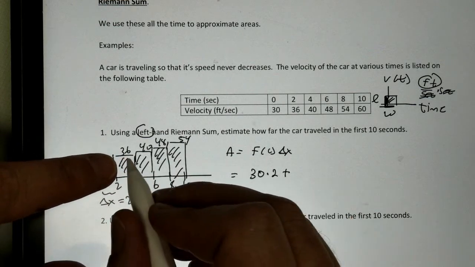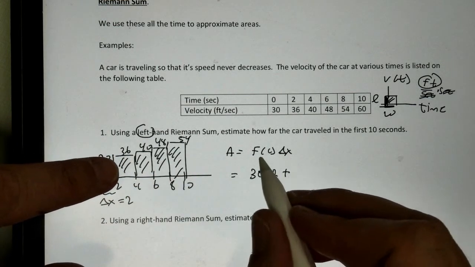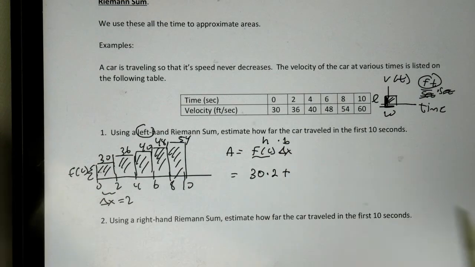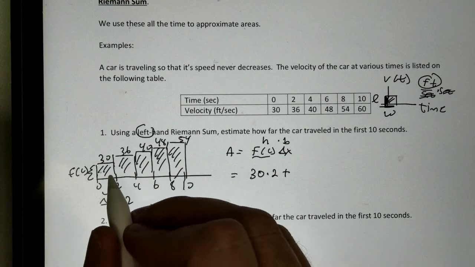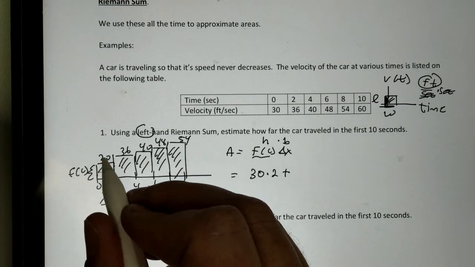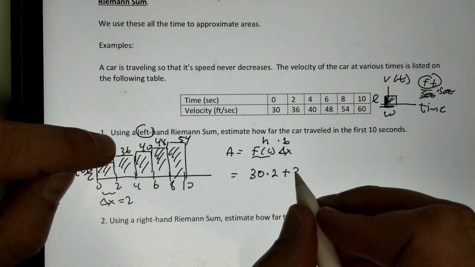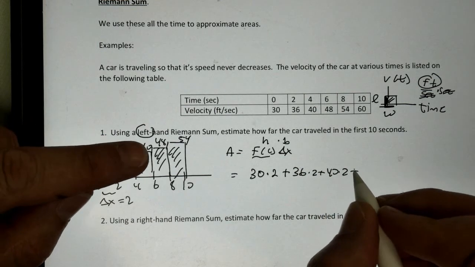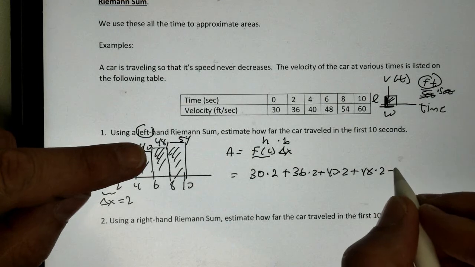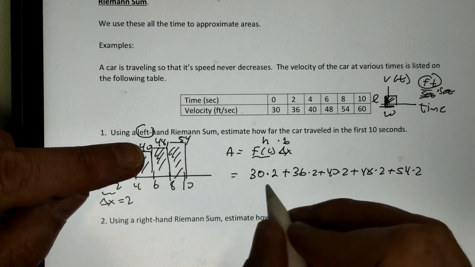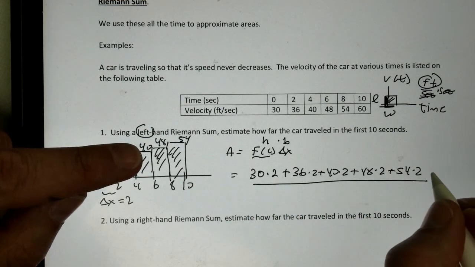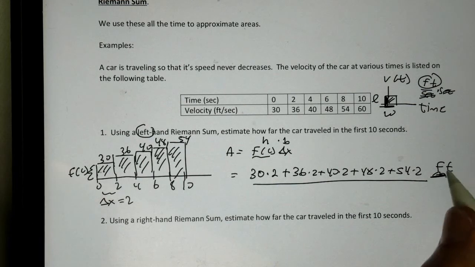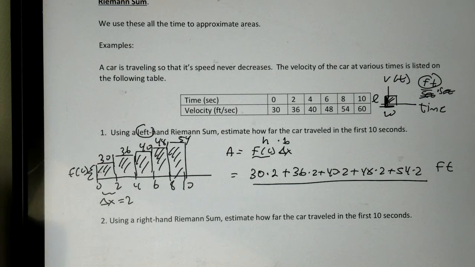plus my next one had a height of 36. That's my height. Remember, this is just a rectangle. There's my height, there's my base. Base times height: the base, which is 2, times the height, which we said was 30. So the next one is 36 times 2, plus 40 times 2, plus 48 times 2, plus 54 times 2. And there's our answer. And this is going to be, sorry, not meters, but feet. That's going to be in feet for us.